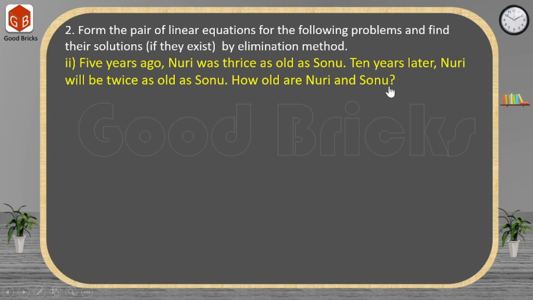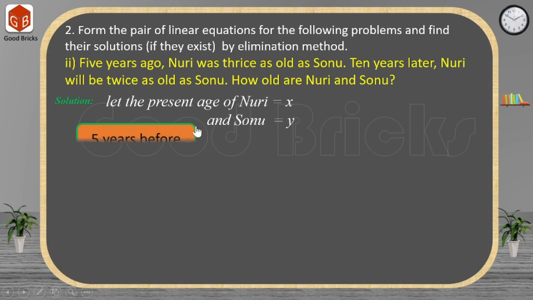Okay. See, first of all, we don't know the present ages of Nouri and Sonu. So let us assume that the ages of Nouri and Sonu as X and Y. So these are the present ages of these two guys. Done. Now they have given condition 5 years ago. So let us take the 5 years before situation. What was their ages, right?